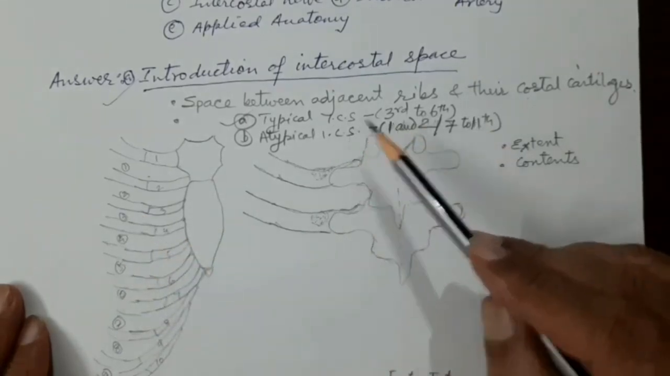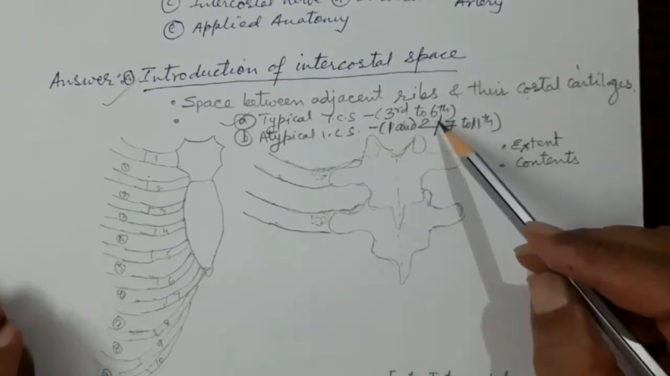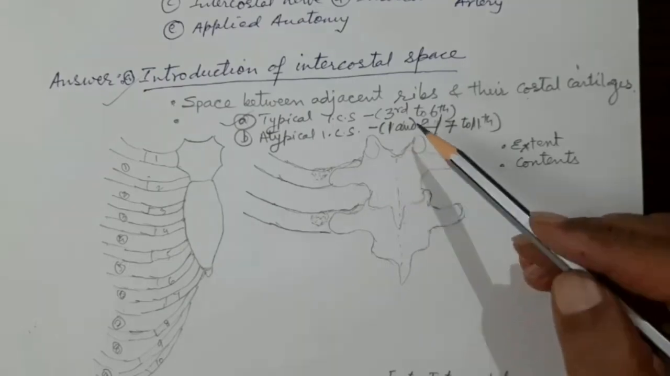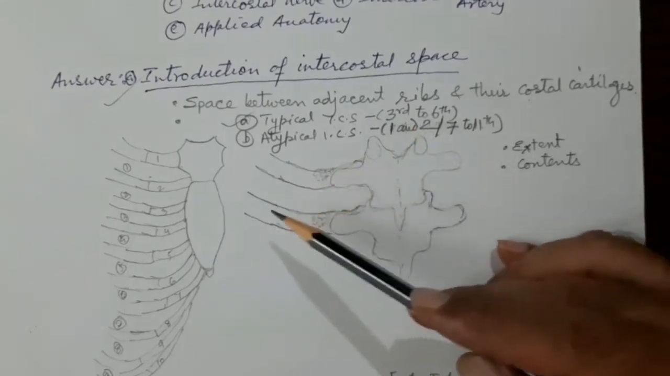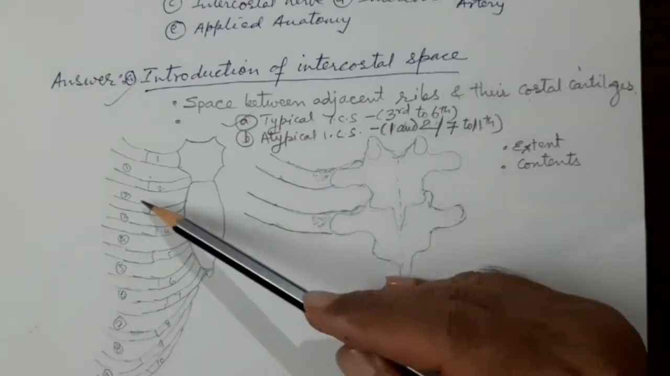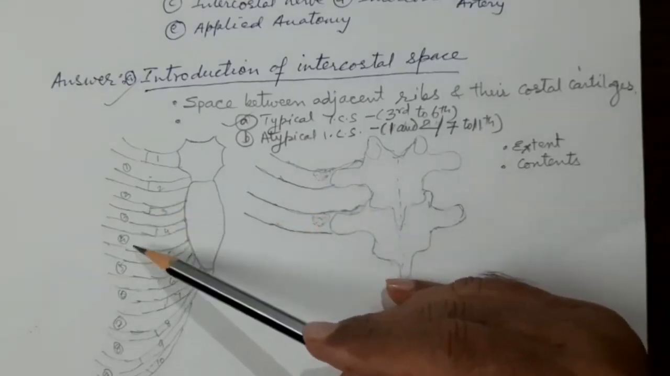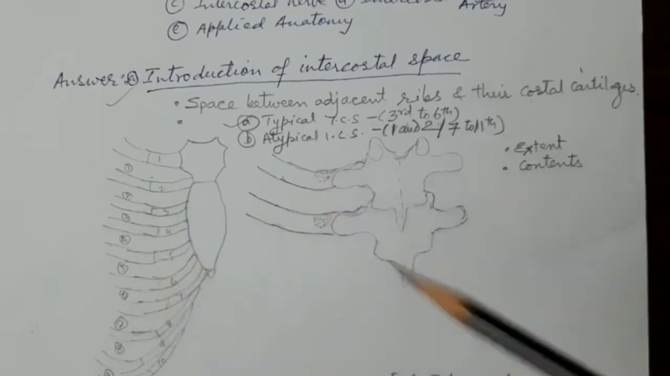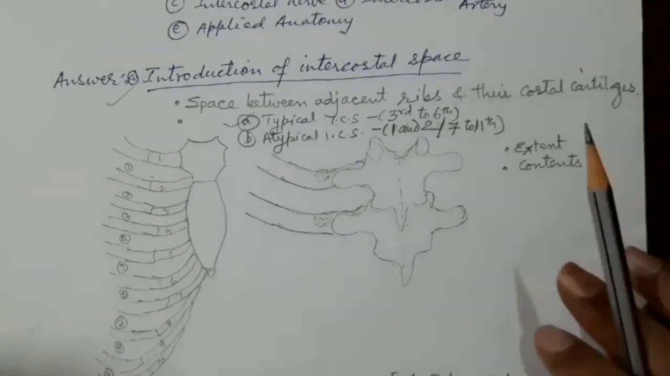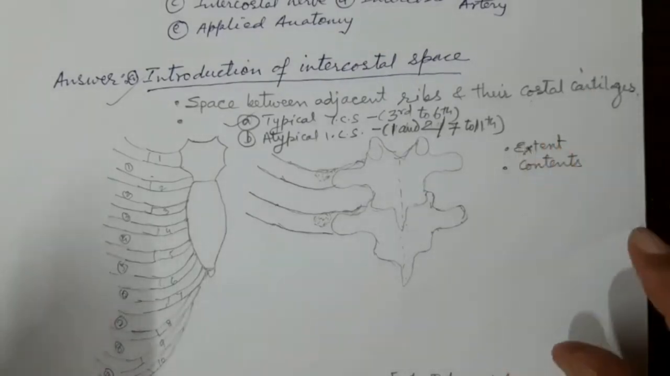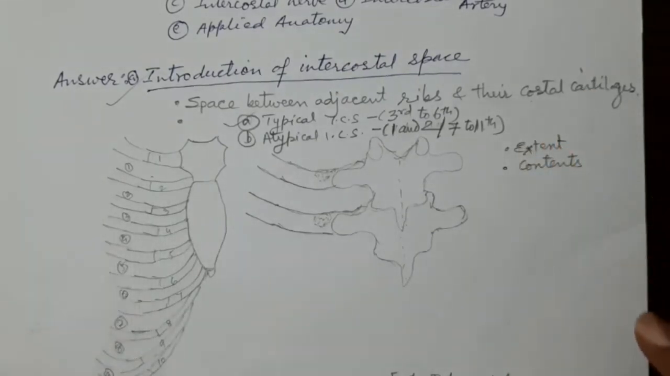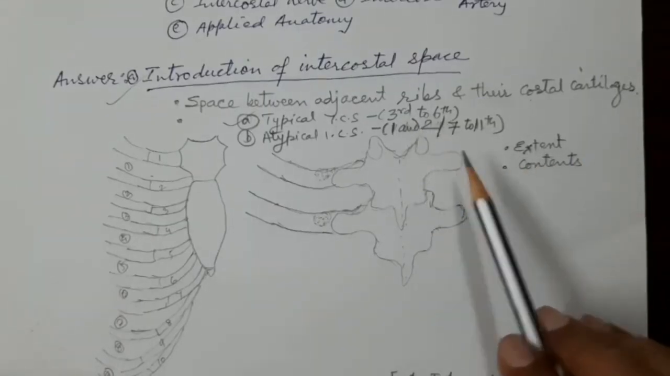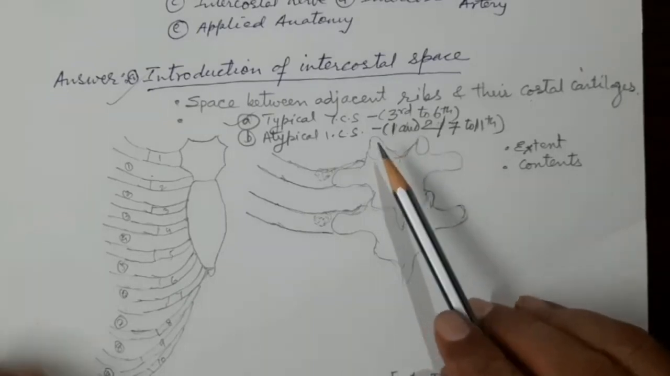Third, fourth, fifth, and sixth are classified as typical intercostal spaces, because their nerves and blood vessels are confined within the thorax. That is, the intercostal nerve and intercostal vessels which are present in these intercostal spaces from third to sixth are within the intercostal space or within the thorax. They don't go outside the intercostal space, staying in the same intercostal space. That's why third to sixth are considered as typical intercostal spaces.